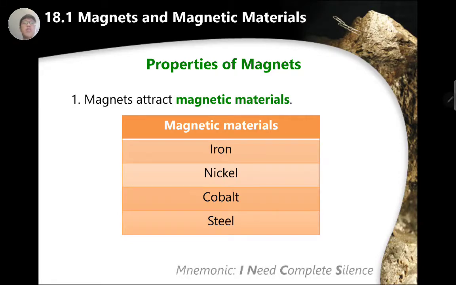Iron, nickel, cobalt, and steel. You can use this mnemonic to help you, or you can make your own. I need complete silence. This will help you to remember. I need complete silence: iron, nickel, cobalt, steel. If you have an alloy that contains any of these metals, for example, let's say you mix iron with copper, or say nickel with, I don't know, magnesium or whatever, that alloy would still be magnetic material, but only because it contains these magnetic materials. And of course it needs to contain it in a significant amount. So in general, we just consider these 4 to be your magnetic materials. Great.